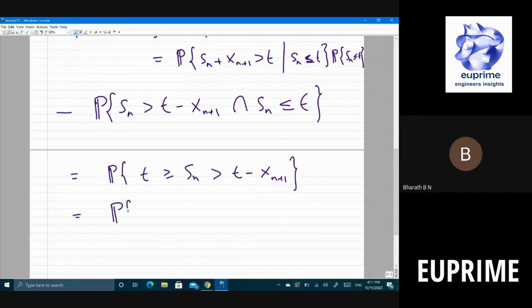Okay, now this is also not enough, right? So I should see t greater than or equal to Sn, greater than t minus Xn plus 1, given Xn plus 1 is equal to some x, right? Into the density of Xn plus 1, and integrate, right? So what can Xn plus 1 be? It can be from 0 to infinity. Is this fine? I can do this, right? How many of you understood what I'm doing here?